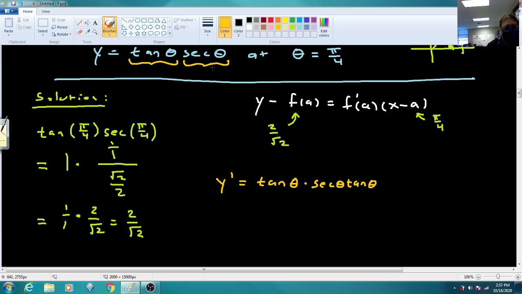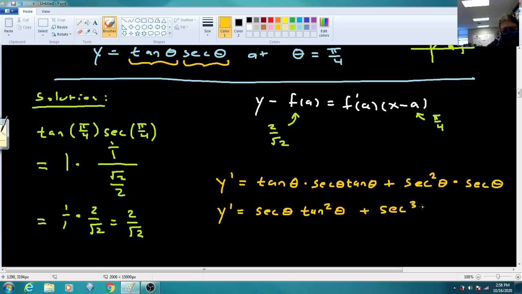So we left the tangent alone and took the derivative of secant. Now I need to add this, where this time I take the derivative of tangent, which is secant squared, and I leave the secant part alone. So first one, left tangent alone, took derivative of secant. Second one, take derivative of tangent, leave secant alone. And now we simplify that up. This is secant theta tangent squared theta plus secant squared times another secant, which is secant cubed theta.